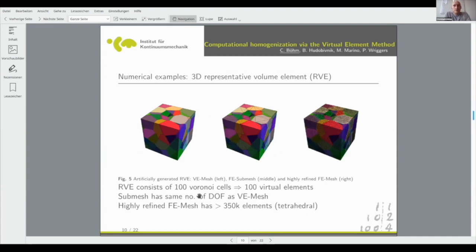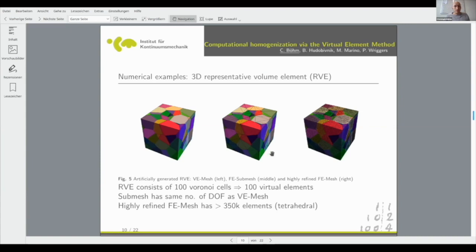For the numerical examples, I want to first introduce my representative volume element. So for these studies, you will see a few slides later, I have this cuboid domain, made of 100 Voronoi cells. In an engineering context, this would mean 100 grains. So you can simply imagine that as sliced out of a microstructure, this cuboid, then observing 100 grains. And on the left side, you see the discretization via the virtual element method. So one Voronoi cell is one virtual element, so equals 1 grain.